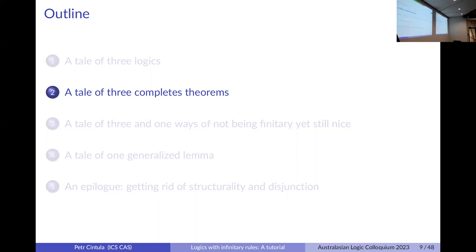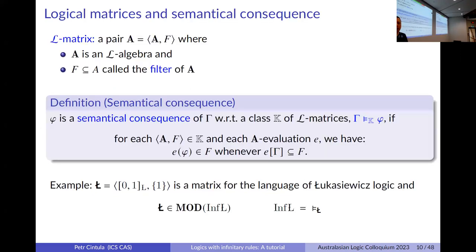It's a tutorial after all. So, just a reminder, what is a matrix? A matrix is an algebra with a filter. The algebra tells us what the truth values are and how to compute the connectives, and the filter tells us what's true. Now we define the semantical consequence in the usual way, with respect to a class of matrices, as something which preserves validity, so preserves being in the filter. Sometimes in the other literature, people speak about designated elements, but it doesn't matter, it's the same thing.